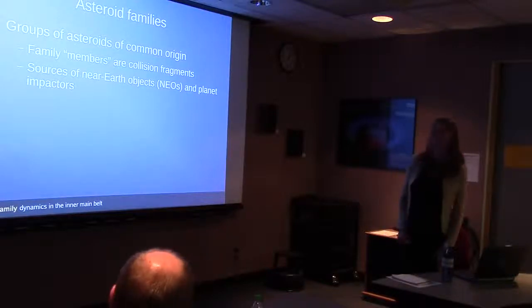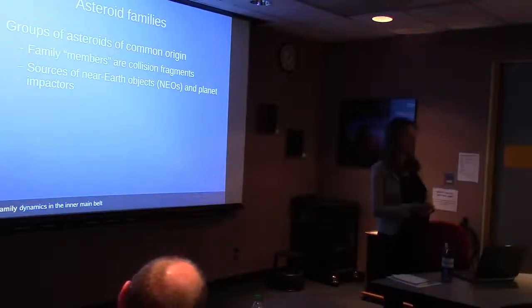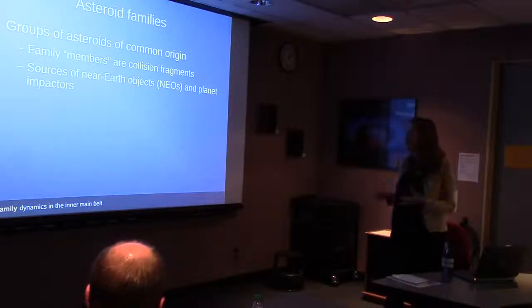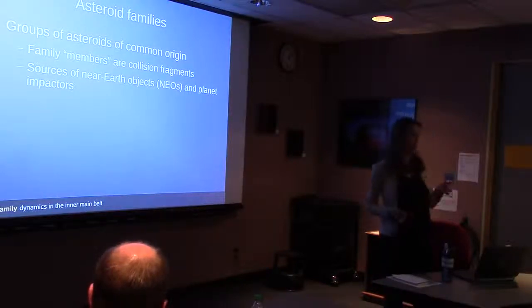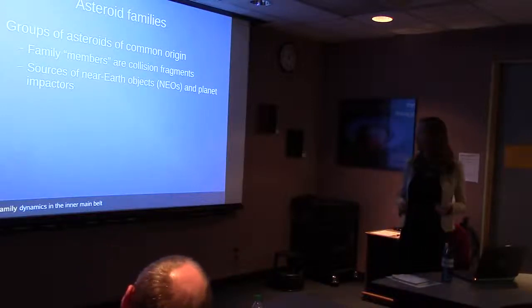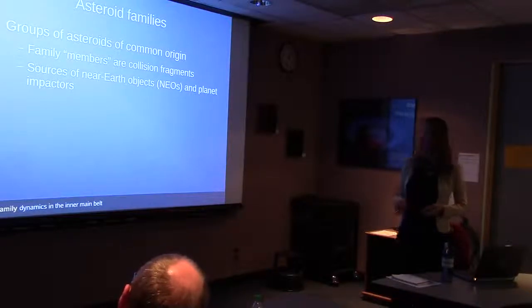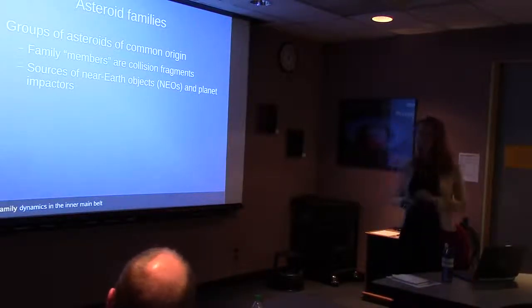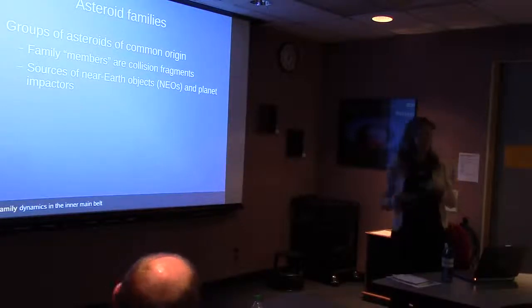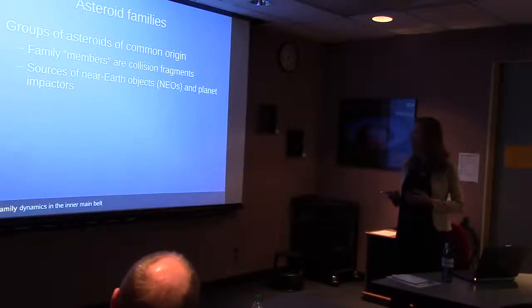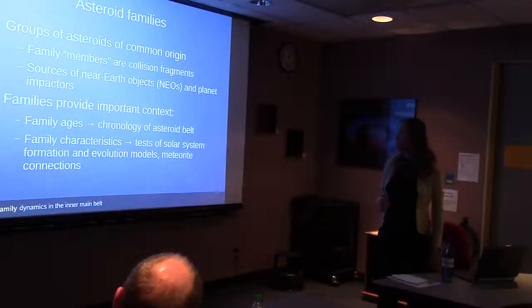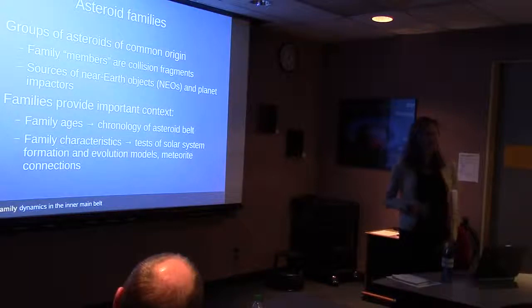So asteroid families, over the past century, scientists have begun to realize that those clumps are not just random. They're probably groups of asteroids of a common origin, most likely collision fragments. And even more recently, we've begun to discover that these are sources of near-Earth objects. Near-Earth objects, like I said, provide those asteroid-meteorite connections. So the asteroid families really provide an important context for our study of the solar system.